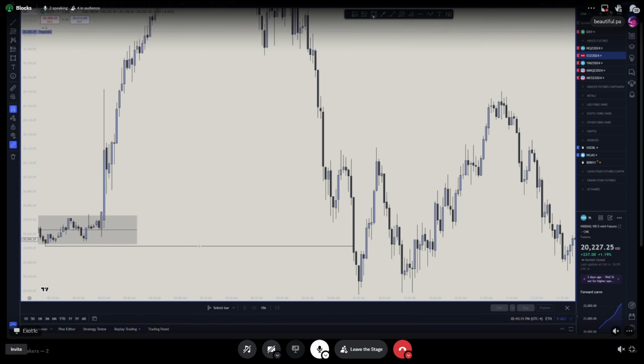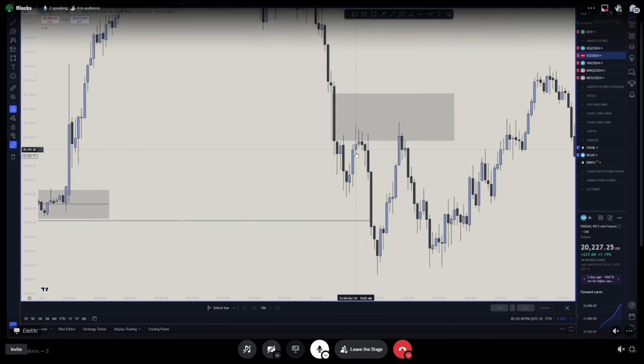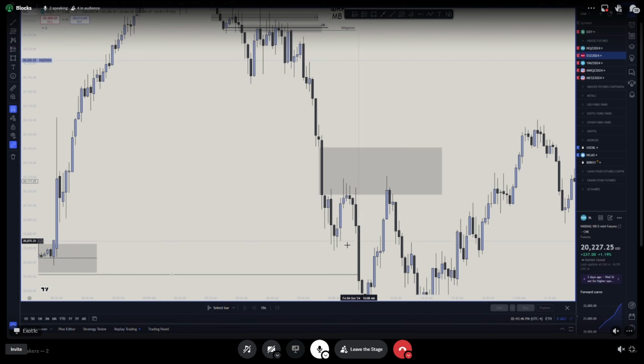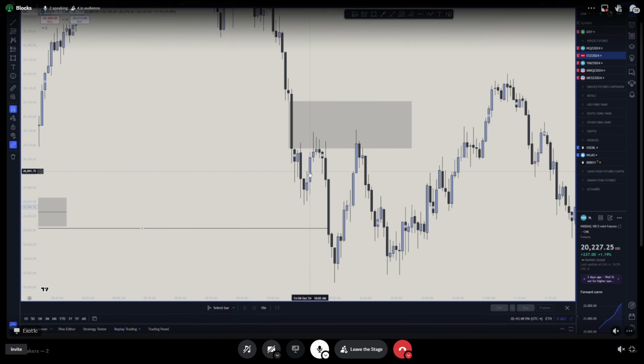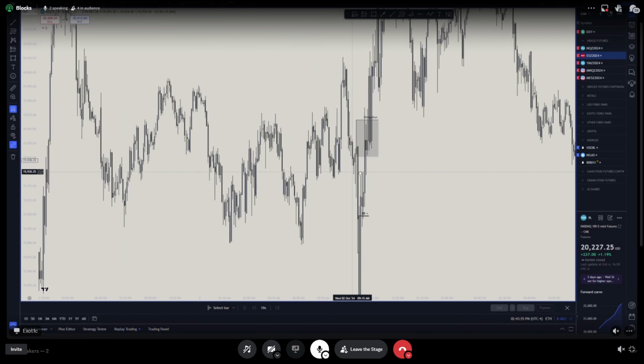So where's your second stage distribution going to be? It's going to be here. So where are you going to enter? You can enter right here on this fair value gap. Now, would I do that? No. How would I enter my second stage of distribution here? I'm going to wait for a 5-minute or 15-minute fair value gap to come into here, because you don't know how far price can actually come back up.